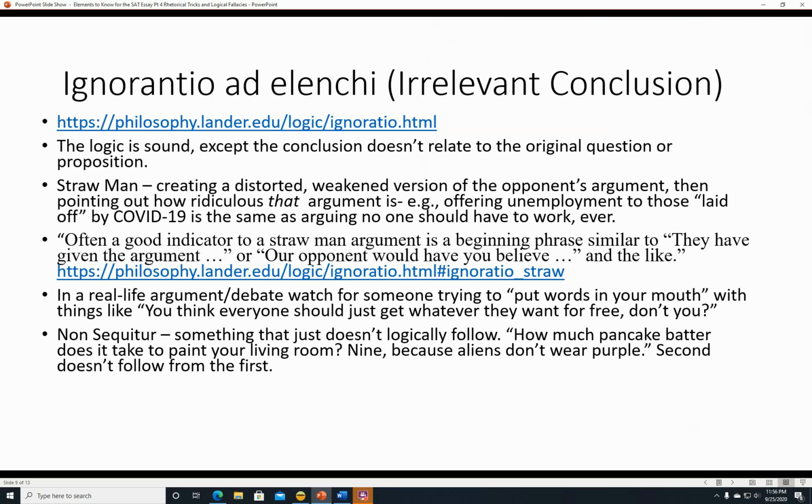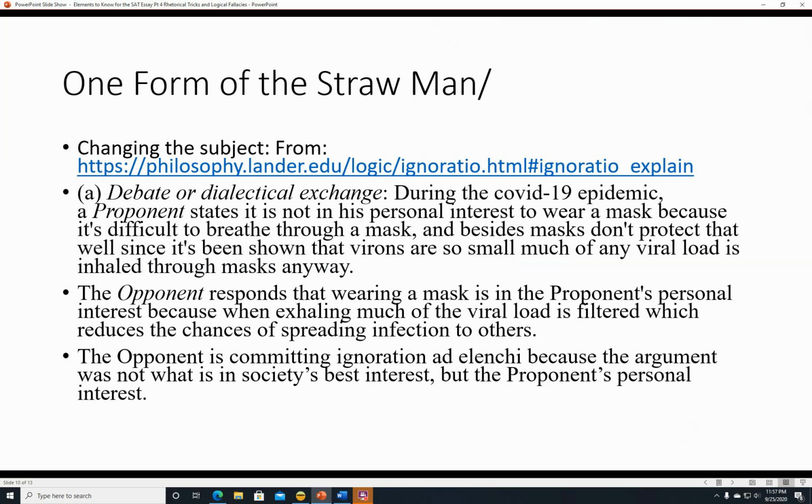How much pancake batter does it take to paint your living room? 9, because aliens don't wear purple. Well, 9 what? And aliens don't wear purple. How does that follow from pancake batter? It doesn't. It's a complete non sequitur. That's the joke: if you don't understand word problems, they all look like that to you because they don't make sense to you. Ha ha ha. All right.